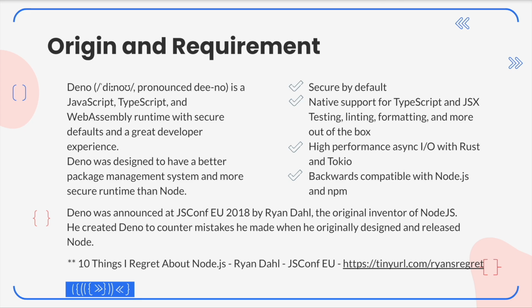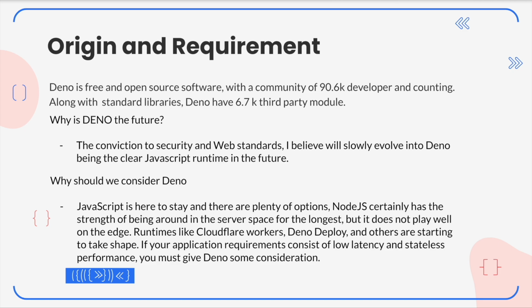Deno was announced at JSConf EU in 2018 by Ryan Dahl, the original inventor of Node.js. He created Deno to counter mistakes he made when he originally designed and released Node. You can check more about it in his talk 10 Things I Regret About Node.js. Deno is free and open source software with a growing community of around 90k developers and counting. Along with standard libraries, Deno has around 7k third-party modules.